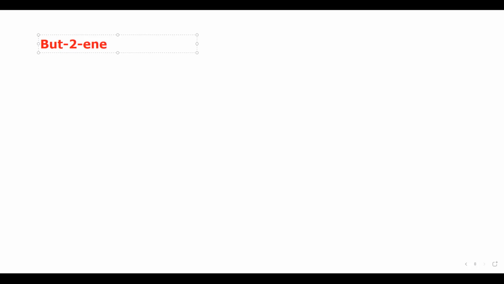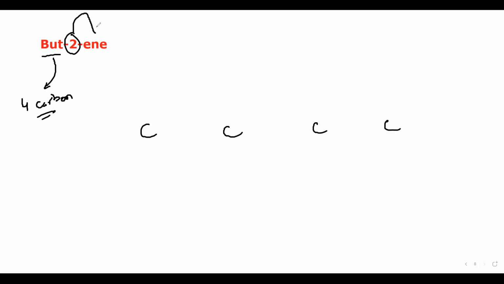So first, bute, we have to check what bute stands for. Bute stands for 4 carbon atoms. So I will draw 4 carbon atoms first: 1, 2, 3, 4. 2-ene means there will be a double bond. But which carbon is having a double bond? The second and the third, because 2-ene means the second carbon is having a double bond.